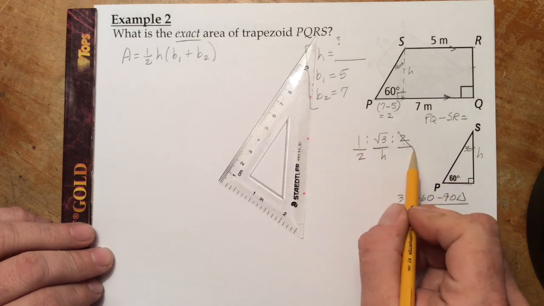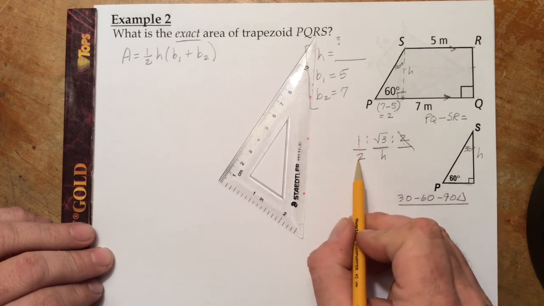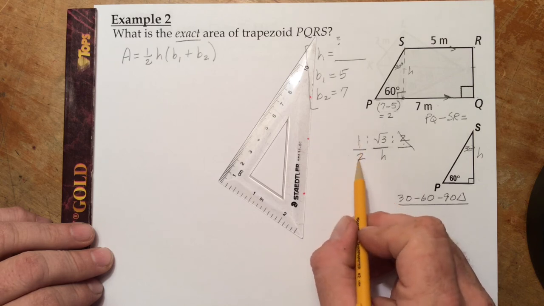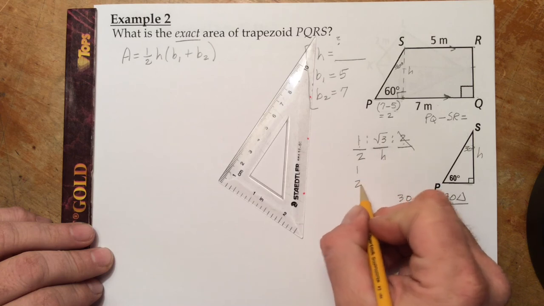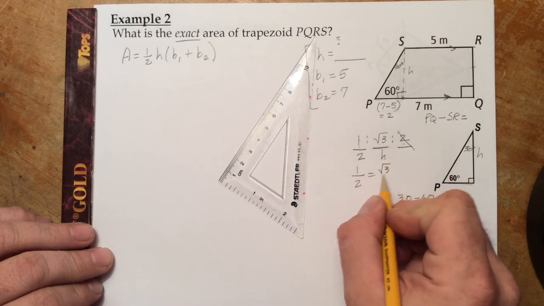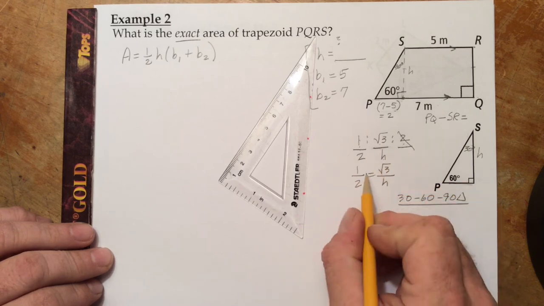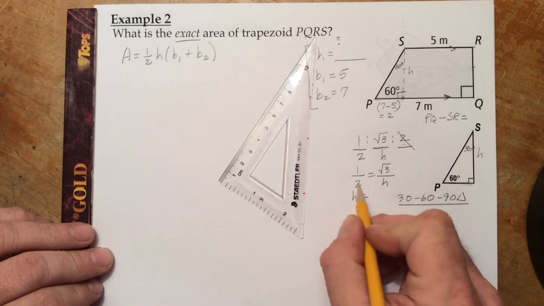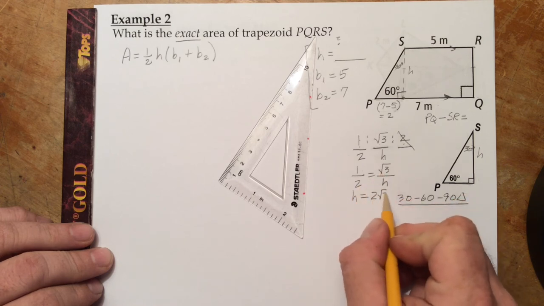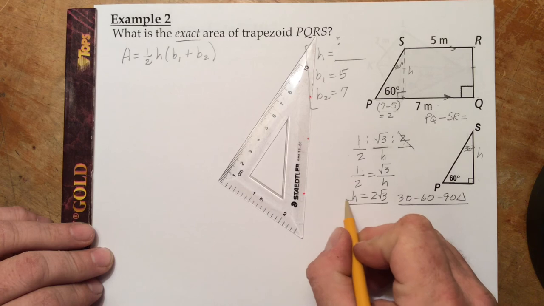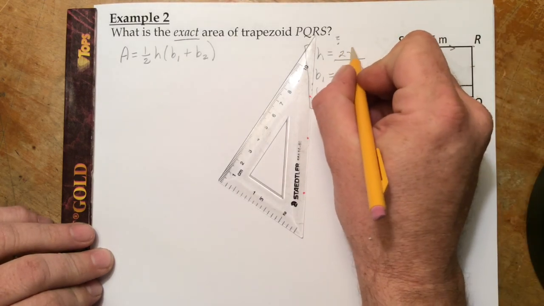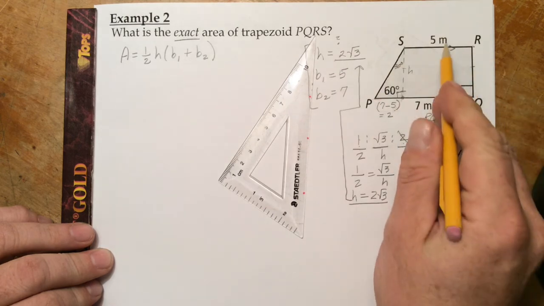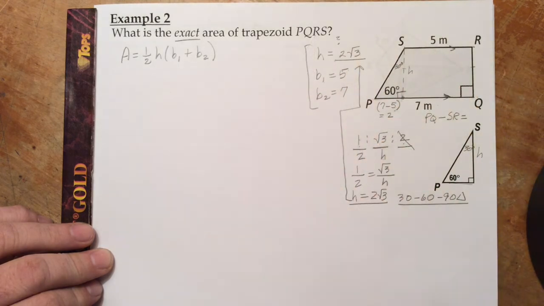So we're not using the hypotenuse number, and now we have this ratio of 1 to 2, and the other ratio is square root of 3 to h. So we set up a proportion out of it and cross multiply. 1 times h is h, and 2 times the square root of 3 is 2 times the square root of 3. So now that we have h, it's exactly 2 times the square root of 3, and that would be meters. All of these are in meters.